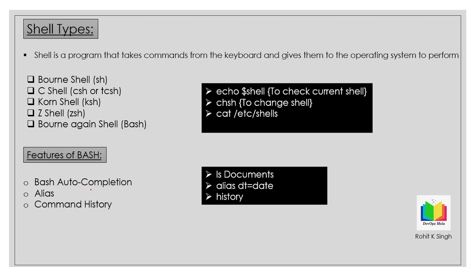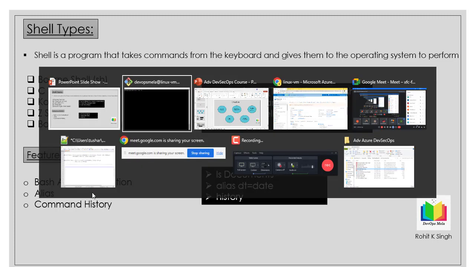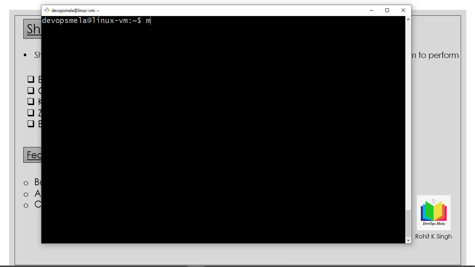Auto completion. What do I mean by auto completion? If I write any command, it will automatically complete it. For example, if I write mk and press tab, or if I am creating a folder and want to auto complete the path, it will do it automatically. Let me show you. Let's create a folder called test file. If I just do cd test and press tab once, the folder name is automatically completed. So this is what auto completion is all about.